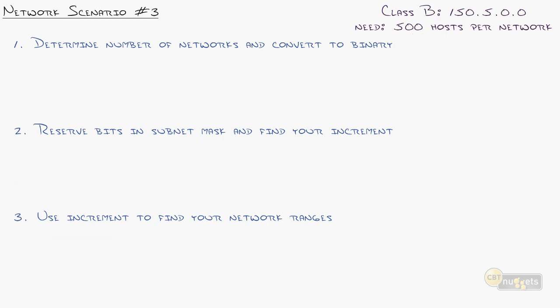Let's go beyond the Class C. We've got 150.5.0.0, and we want 500 hosts per network. That's the biggest one I would suggest you create. Otherwise, broadcasts get a little crazy. So let's do it. We've got 500. How many bits to get the number 500?